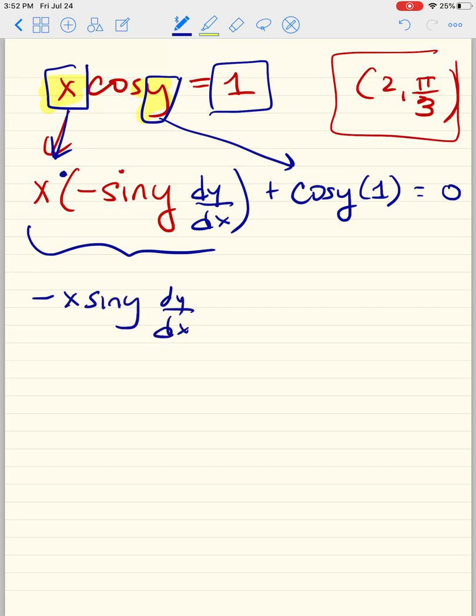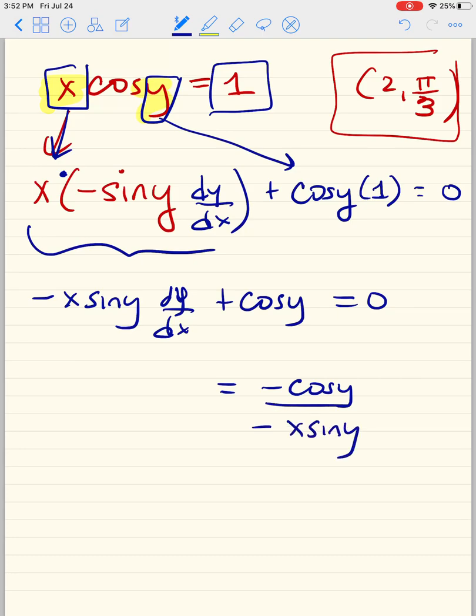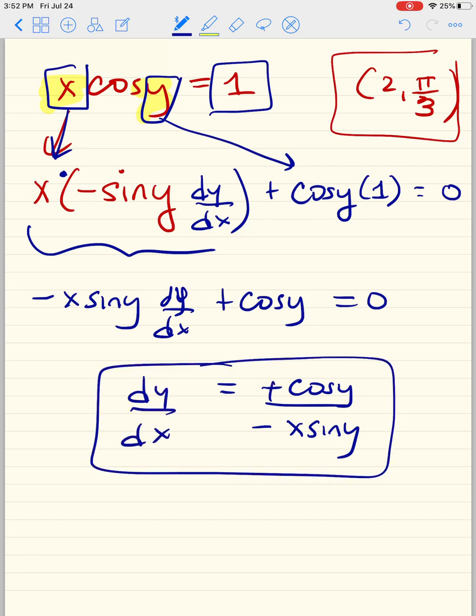Great. This here can be negative x sine y dy dx. Remember, this is a product and not a subtraction sign. And this here is going to be plus cosine y equals 0. I'm going to subtract cosine y. And then I'm going to just divide by negative x sine y. And then that would leave me with this guy here. You can reduce this by doing plus and plus.